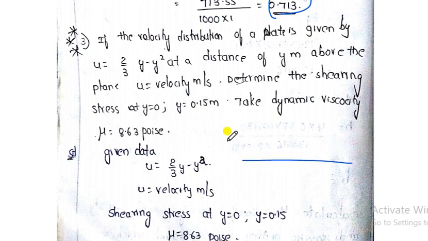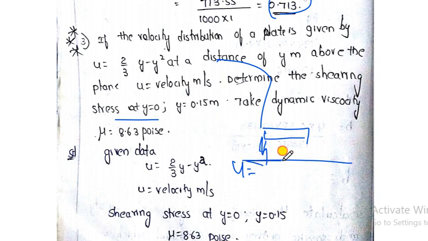So the u value, as I have told you, means initial velocity is nothing but given by 2 by 3 y minus y squared at a distance of y meter above the plate, right? Suppose this is a plate and this distance is y, then at a y distance above the plate the velocity is v meter per second. Then determine the shear stress at y equal to 0, that is at the boundary layer, and at y equal to 0.15. So we have to determine the shearing stress at the boundary layer.